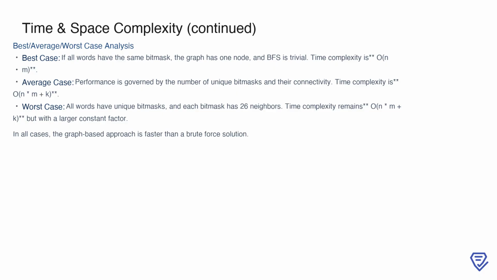In the best case, all the words share the same bitmask, meaning the graph has only one node, and BFS becomes trivial. The time complexity here is O(n*m), as the graph construction and traversal are minimal.